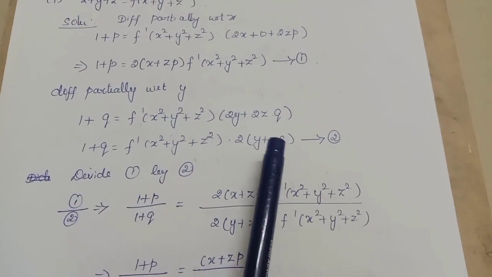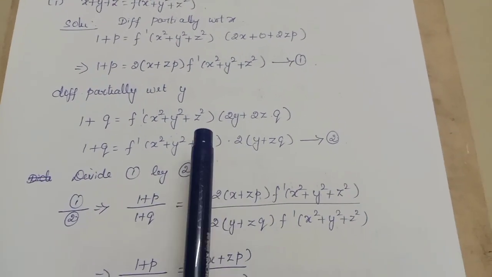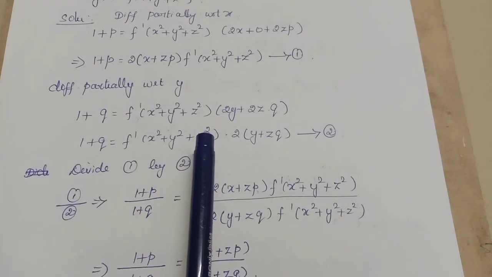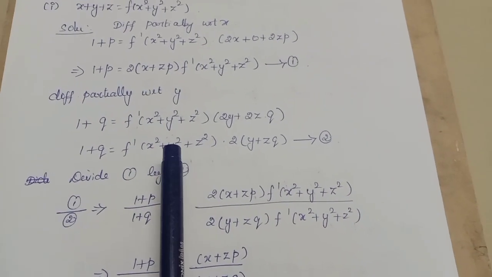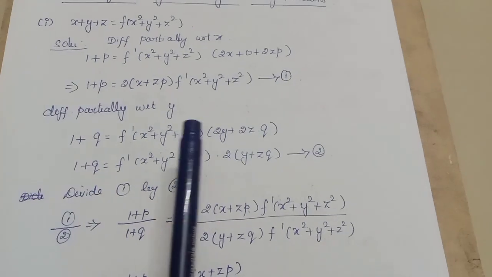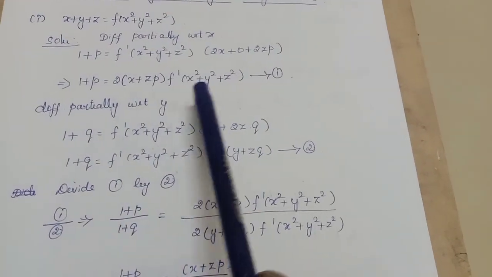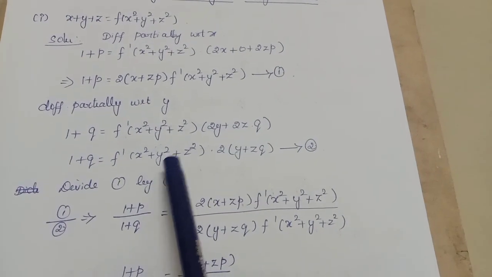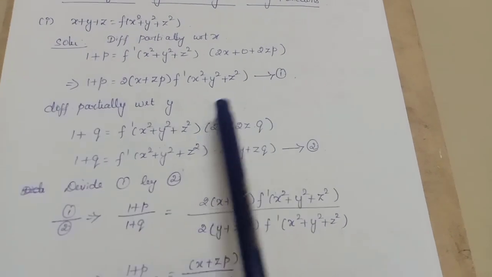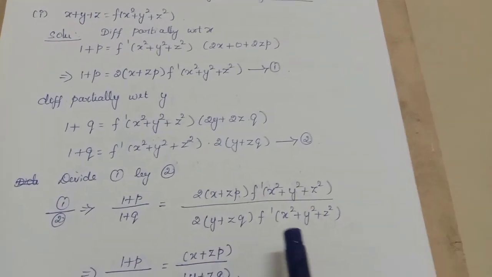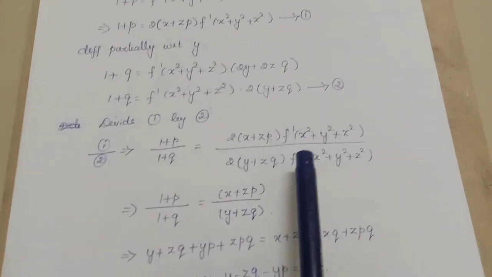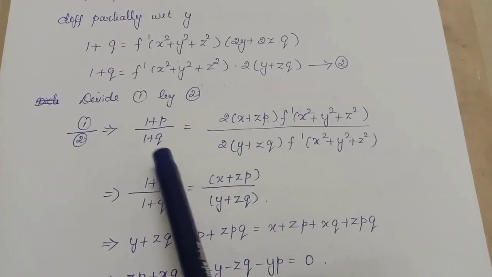Now I have found the first order derivatives. You check whether elimination is possible here or not. What should I eliminate here? The function f. Look at these two expressions. I have f dash on the right hand side of both equations. So simply if I divide these two equations, f dash will be removed, isn't it? So divide equation 1 by 2.